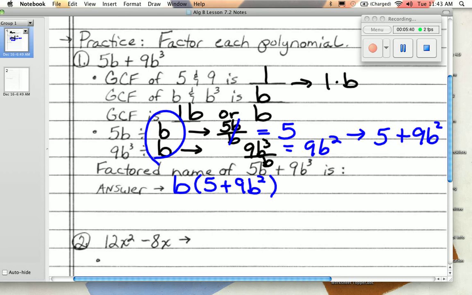So we've taken this polynomial and we've factored it. How do we know if we have good factors? We would try multiplying it. So let me come over here and show you. If we have a good factor name for this polynomial and we did the distributive property, it better take us back to what we started with. So what's b times 5? 5b.